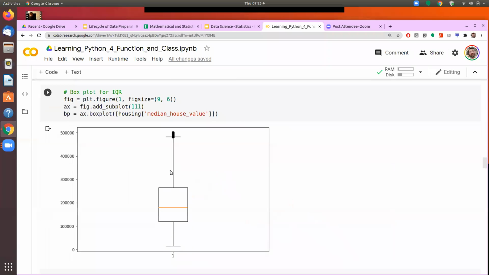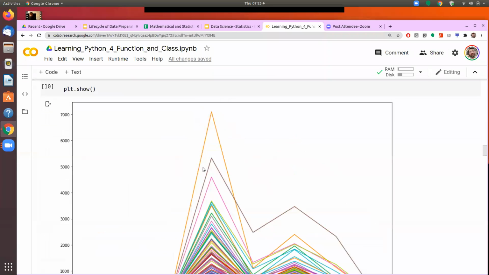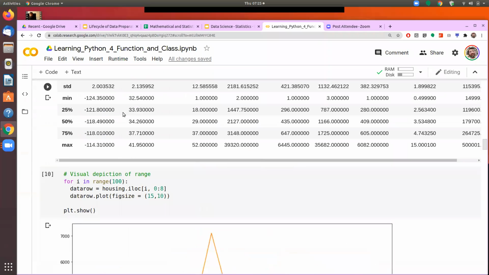Now, having understood these quartiles, the value at the 75th percentile minus the value at the 25th percentile gives the middle half of the data set on each of the features, on each of the columns that we have. That is called the interquartile range. So 75th percentile minus 25th percentile.